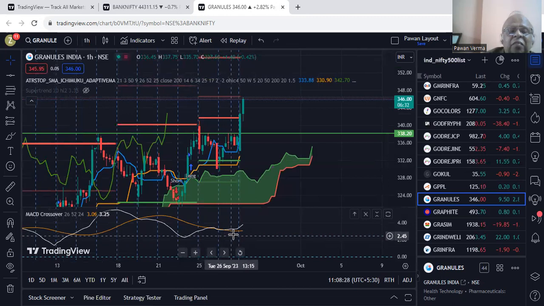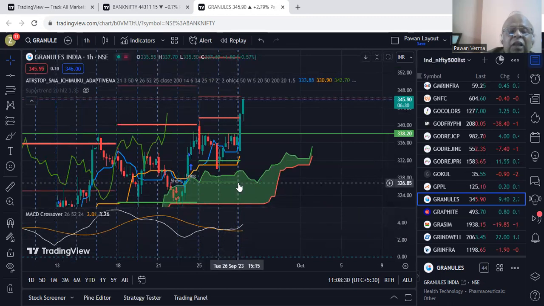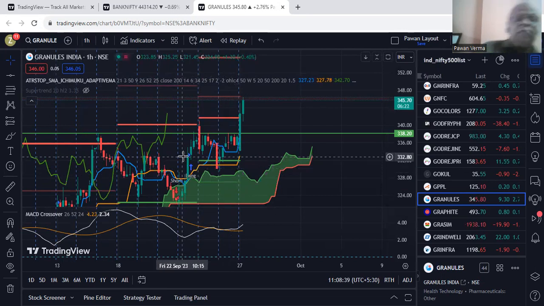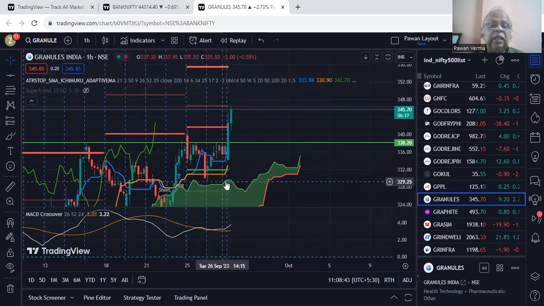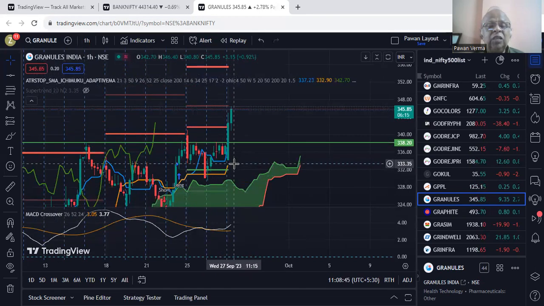See, the gap between the Tenkan-sen and Kijun-sen is very low. It is reflecting the potency right now. Secondly, the Kijun-sen is sloping, tilting upward. That also shows the bullishness.